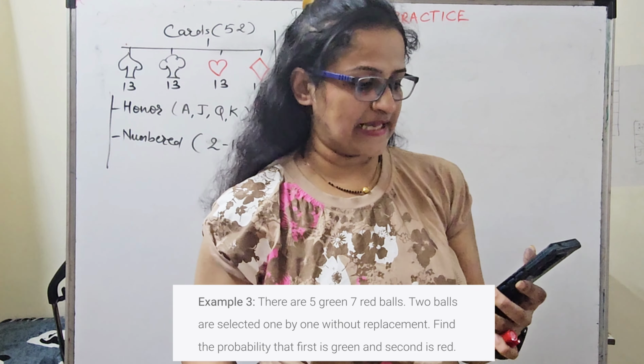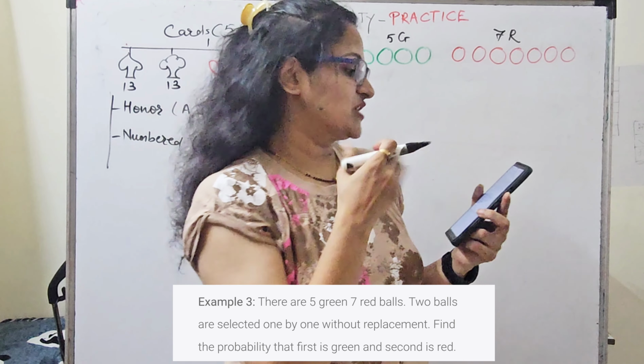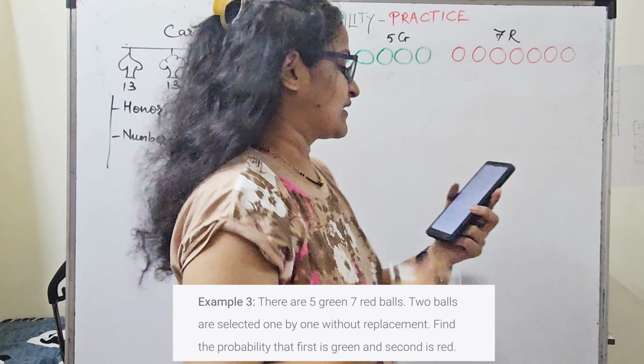For explanation purposes, I am doing it this way so that I clear your concepts. And you don't have to mug up any formula or anything in such examples. So understand the concept now. These are the balls given to you, 5 green and 7 red. How many balls do you have to draw? 2 balls are selected. You remember permutation and combination? Selection is nothing but C, combination. We'll relate that with this example later.